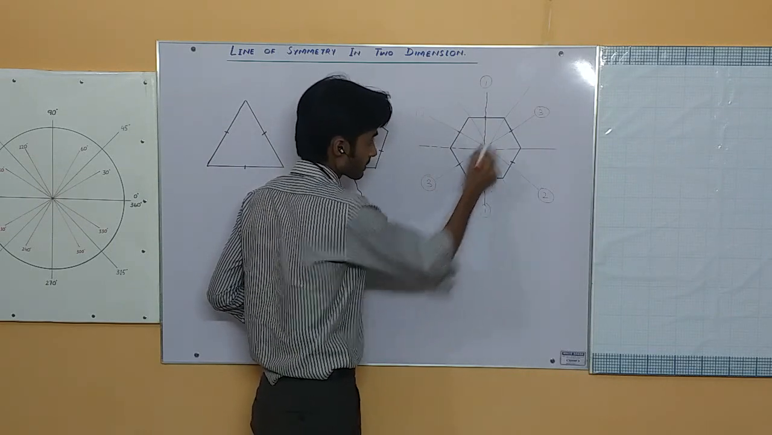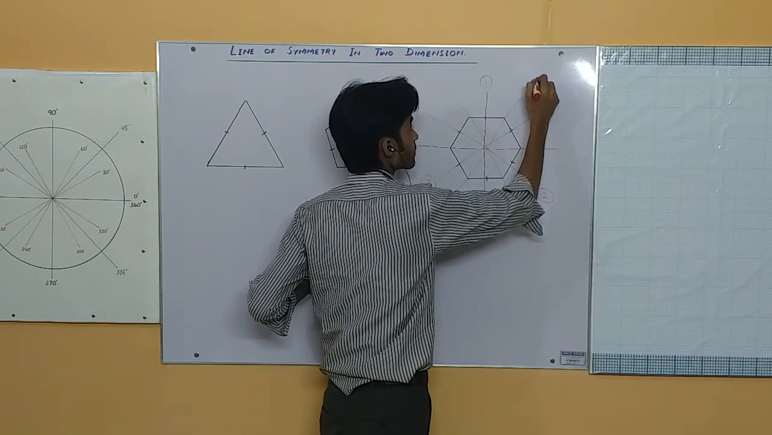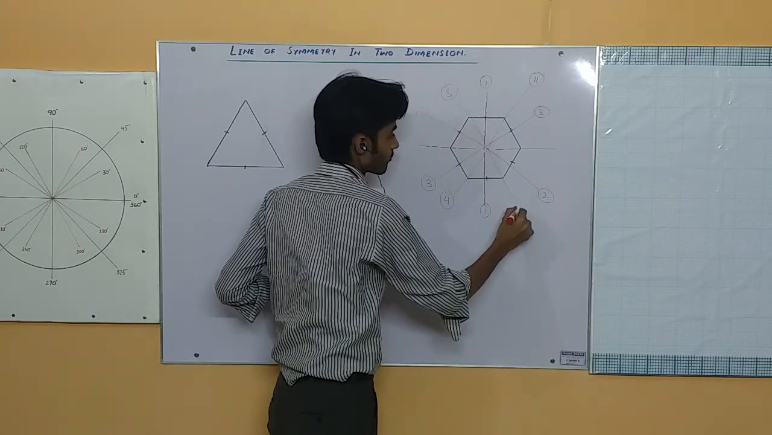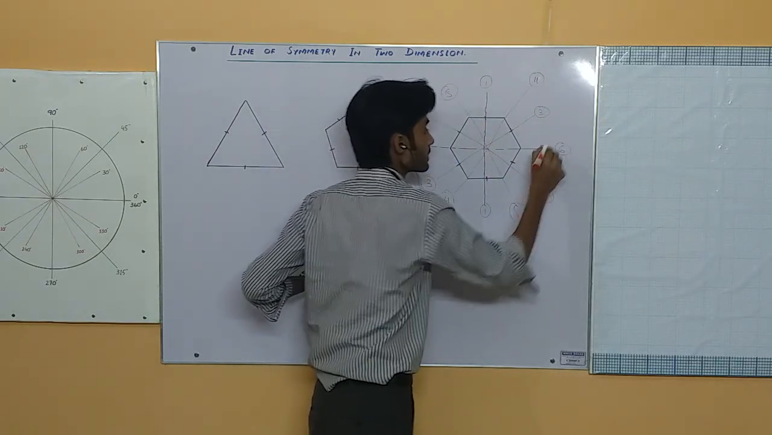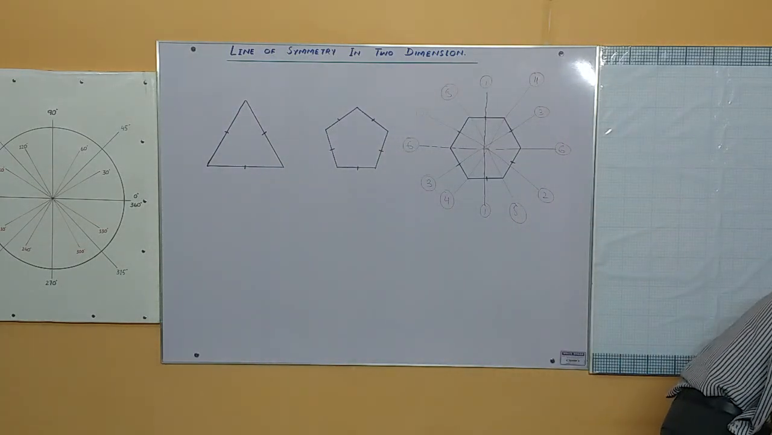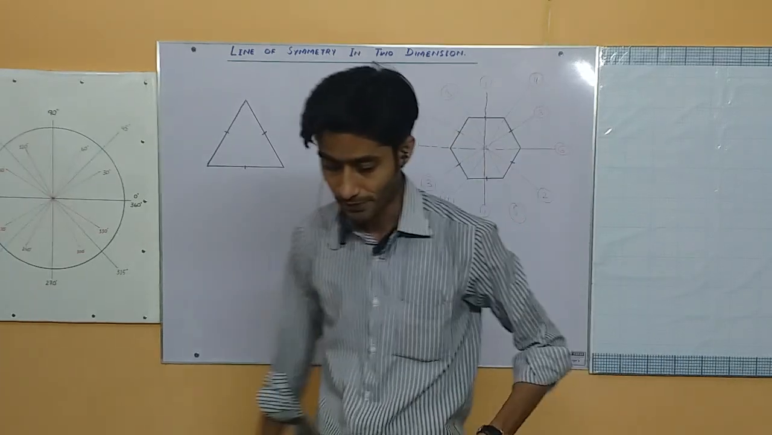Now let's talk about the vertices. This is the fourth one. This is the fifth, and this is, let's say, sixth. So how many lines of symmetry are there in a regular hexagon? In a regular hexagon there are 6 lines of symmetry.